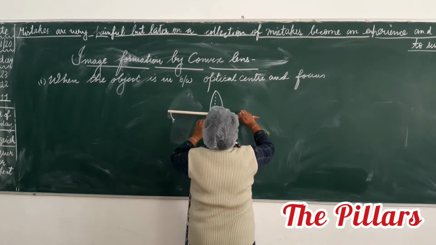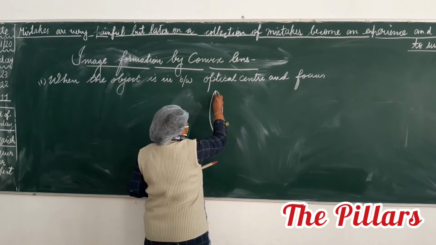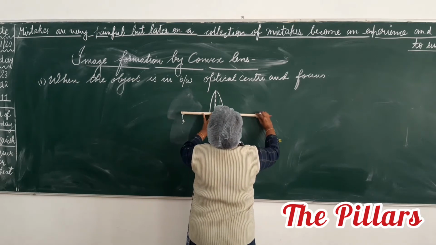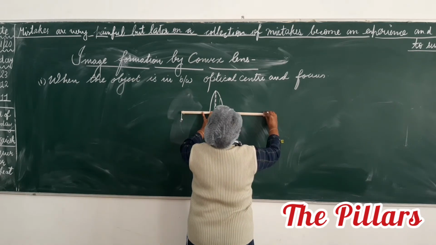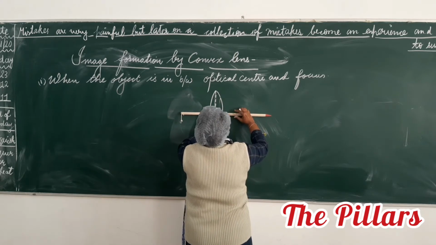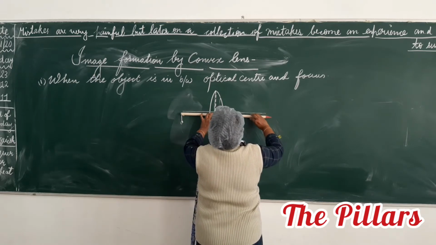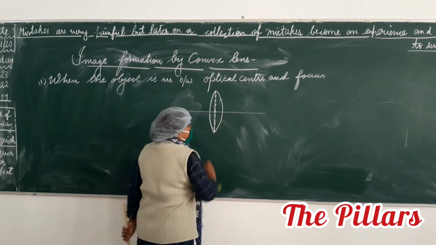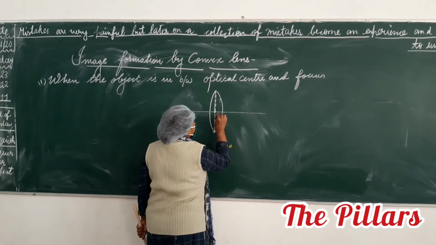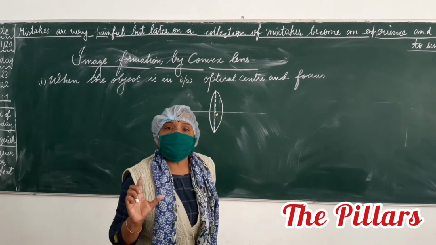Now, then we will draw the principal axis. Just see that it should be drawn from the center. Okay, from the center. Principal axis. And what is this point, children? Optical center O. Okay? Clear?